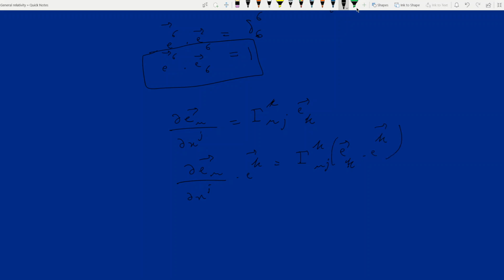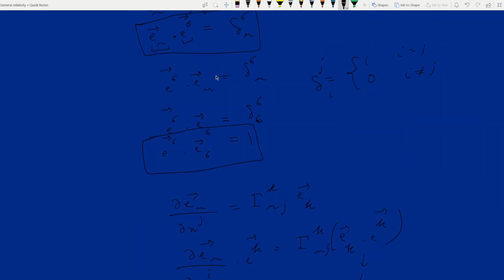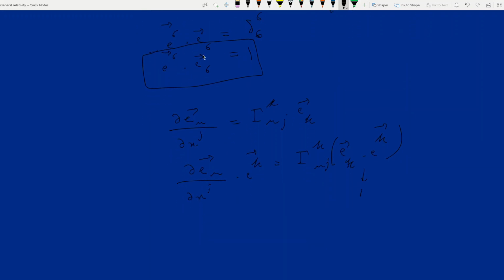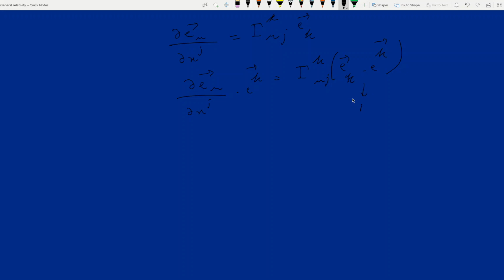This right here is just 1, right? We have just proved it earlier. So when we have E contravariant sigma dotted with E covariant sigma, that equals 1 when we do the dot product of those. So what we get is just our Christoffel symbol, and that is equal to del E mu by del xj dotted with ek. Alright, that's it for today. See you in the next video.